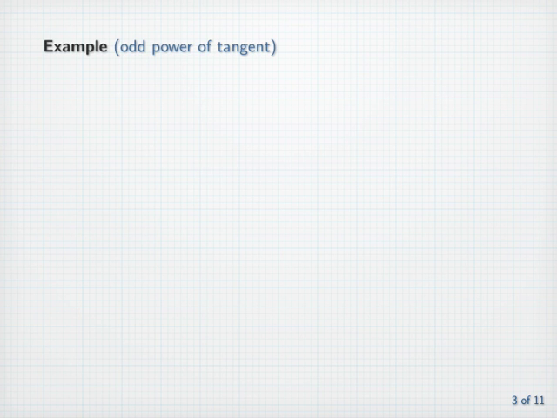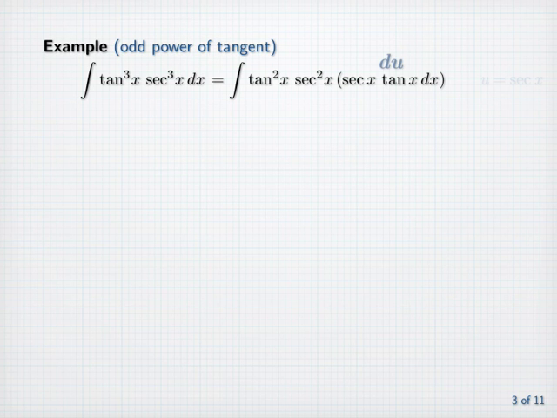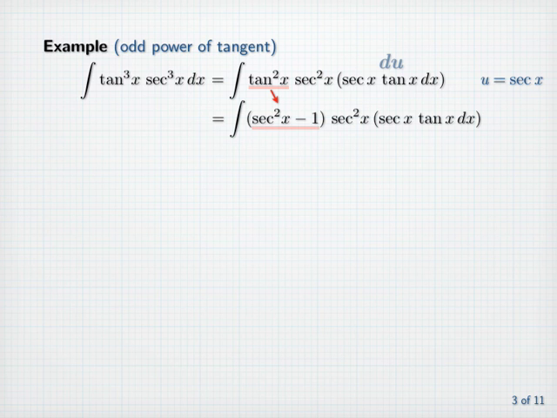Now let's look at an example that's typical of the case where we have an odd power of tangent. Let's consider the integral of tangent cubed x times secant cubed x dx. Here we can take a factor of tangent x times secant x together with dx and think of that as our du, where we hope to substitute u equals secant x. Now notice that since the power of tangent was odd, taking secant times tangent away left us with an even power of tangent, which makes it easy to express that in terms of secant. In this case, we need to express tangent squared x in terms of secant. That's easy to do. Tangent squared x is secant squared x minus 1.